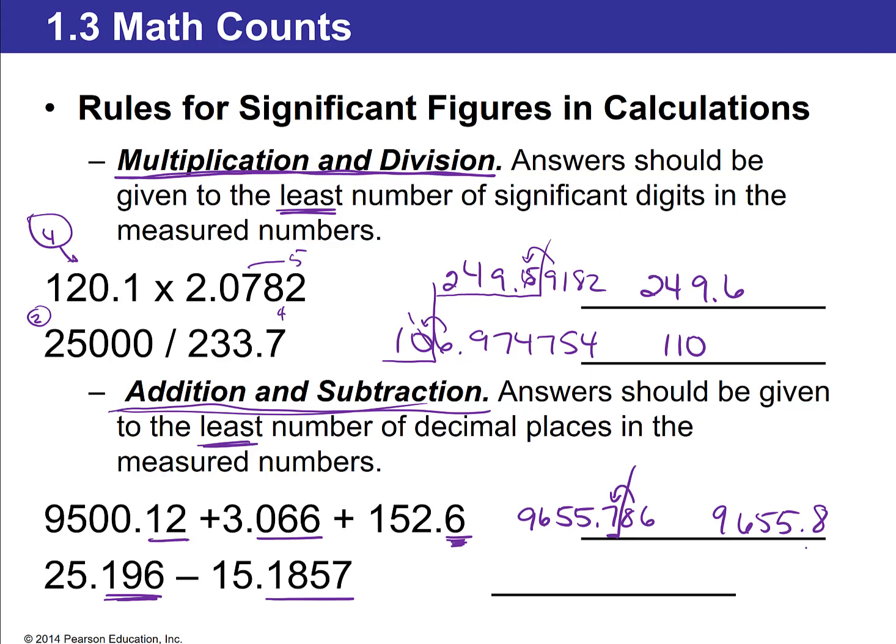Next one, 25.196 minus 15.1857. Do the math first. I get 10.0103, and I said I'm going to have to round to three decimal places. So at 3 decimal places, the next number is a 3, so it will round off, so it's just going to get dropped. But I have to keep that 0, so my answer will be 10.010, keeping that third decimal place because of the math. So make sure if you need a 0, keep it. If you don't need the 0, drop it off.